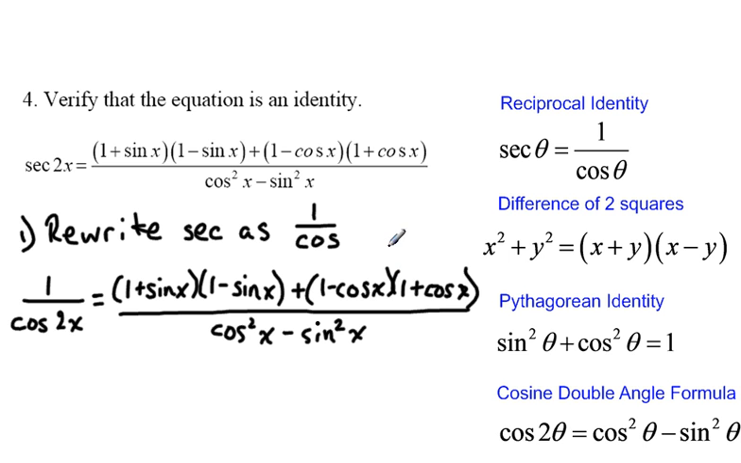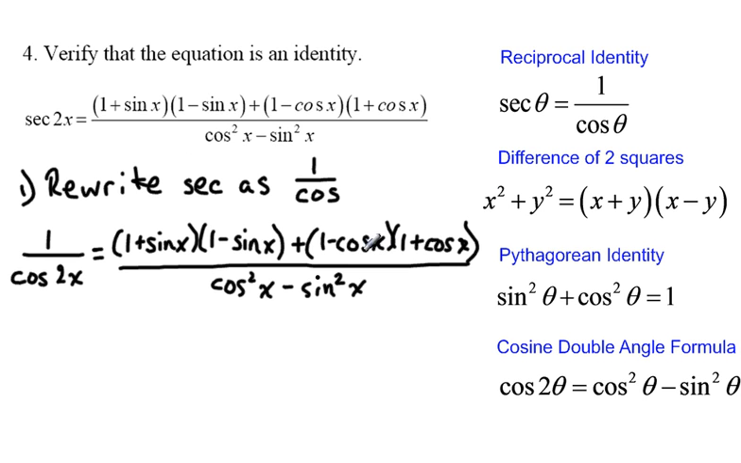minus sine squared x. Now we're going to make use of the difference of two squares. The difference of two squares states that if you have a term squared minus another term squared, it can be factored, as long as they're perfect squares, into the square root of the first term plus the square root of the second term times the square root of the first term minus the square root of the second term. And this works in reverse also.